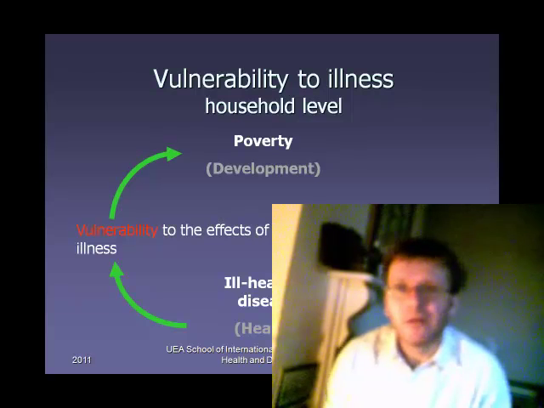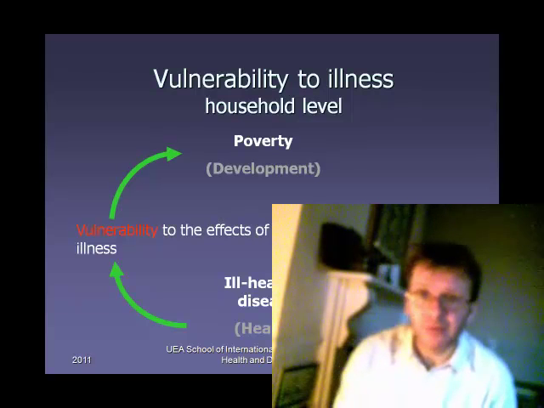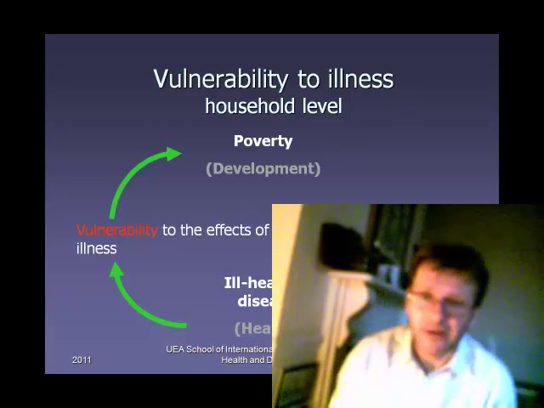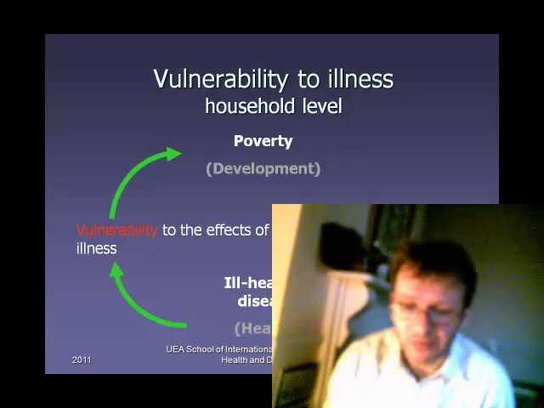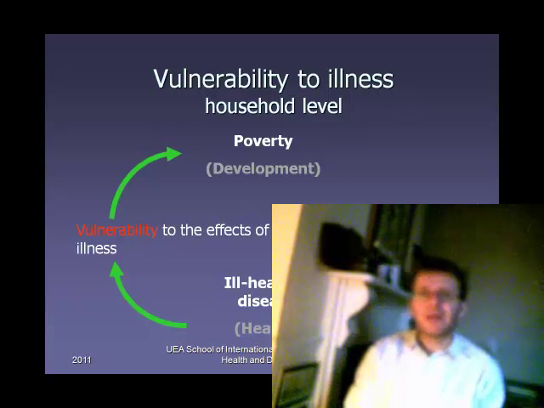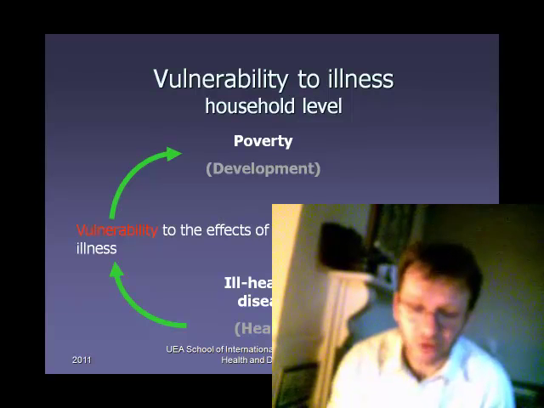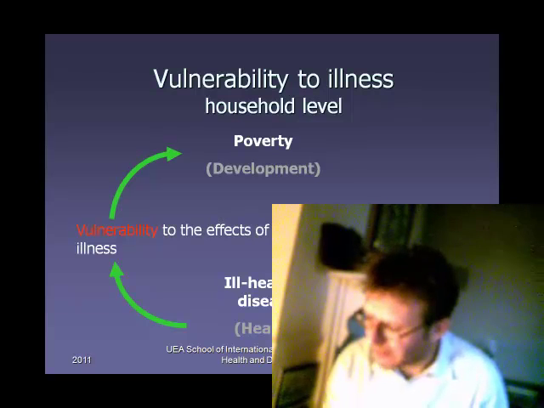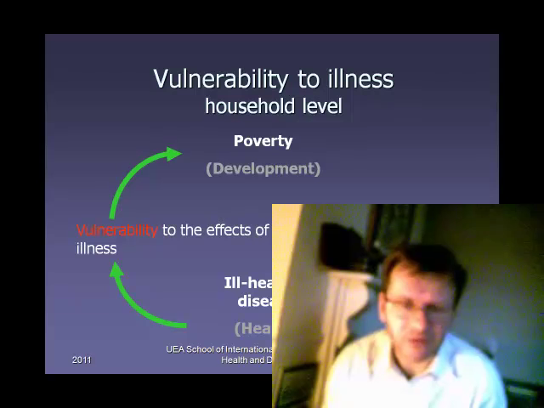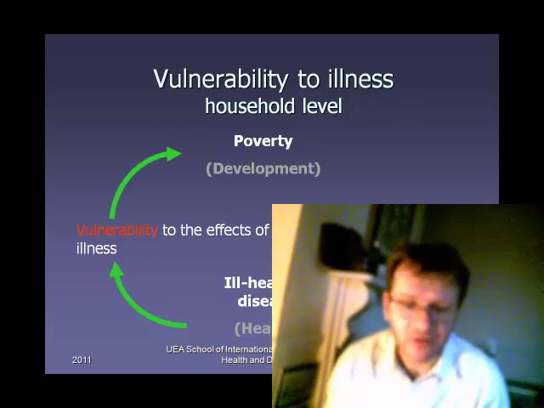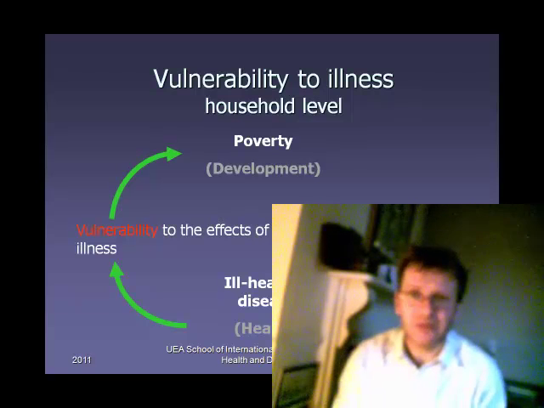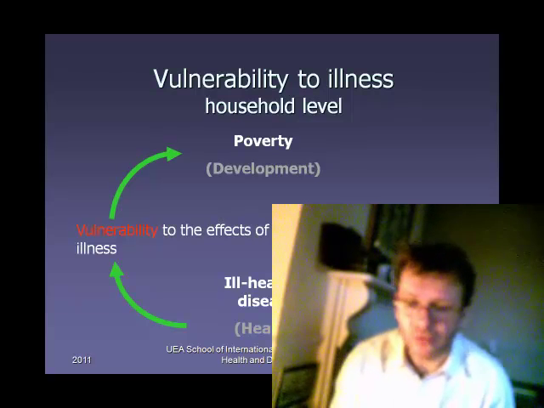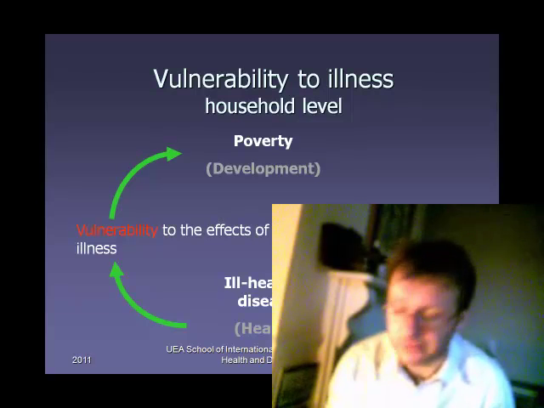So far, we have been talking about susceptibility to illness. We'll now finish the lecture by looking at the other side of the diagram to look at vulnerability to illness. And we'll start by looking at vulnerability to illness at the household level. Now, the key question here is, once a person becomes ill, do they have the capacity to cope? Do they have the capacity to seek treatment and get better, and therefore not fall into poverty as a result of illness?